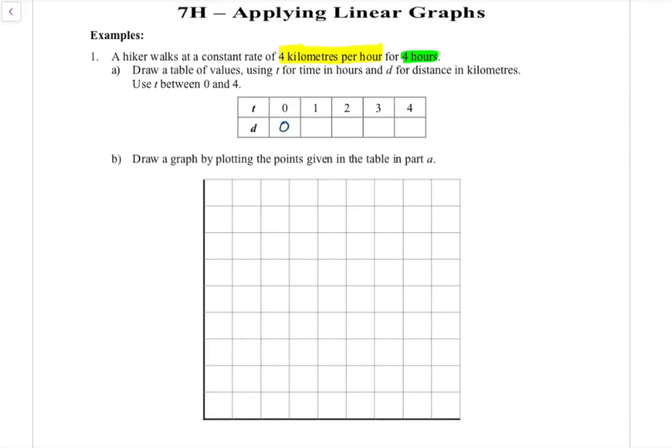Now, we know they walk 4 kilometres per hour. That means they walk 4 kilometres every hour. So after 1 hour, they have walked 4 kilometres. After 2 hours, they've walked 2 lots of 4 kilometres, which is 8 kilometres. 3 hours, they've walked 4 kilometres an hour for 3 hours, 4 lots of 3, 12. And after 4 hours, that's 4 lots of 4 kilometres, which is 16 kilometres walked.